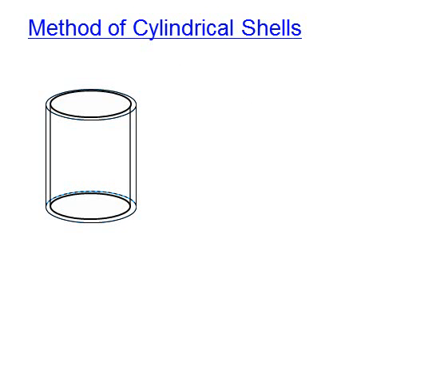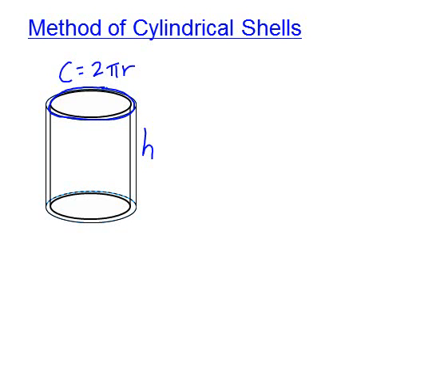In the method of cylindrical shells, instead of slicing the solid into disks or washers, we imagine the solid as infinite layers of hollow cylinders with the axis of rotation as their center. Suppose the height of this sample cylinder is h. The circumference of the circular base is 2 pi r.